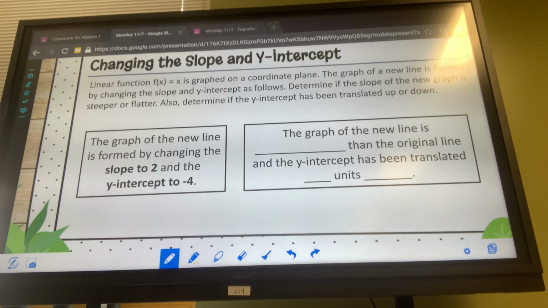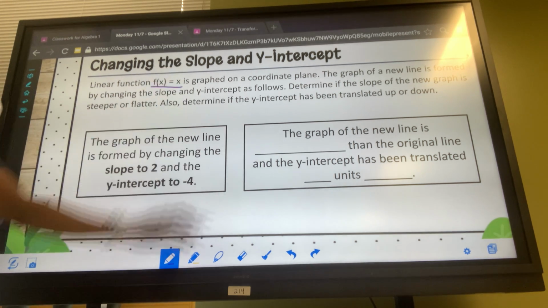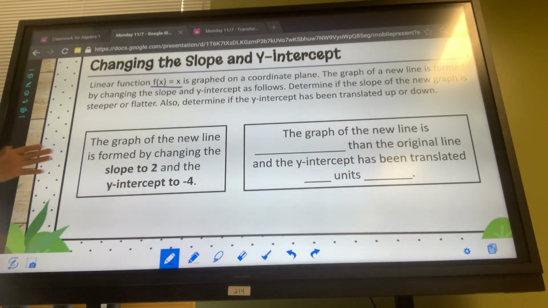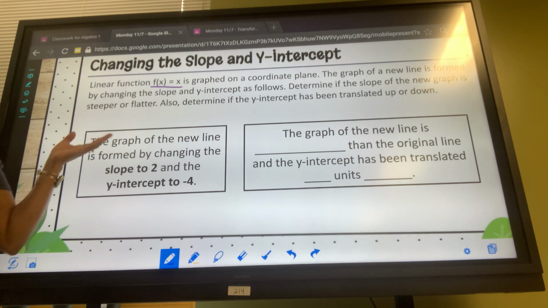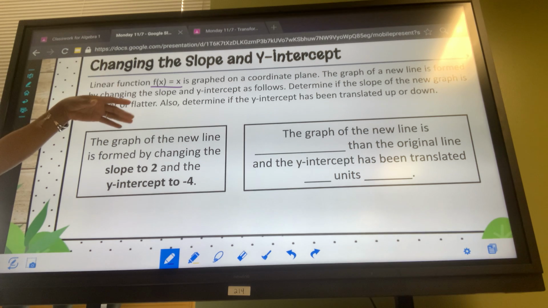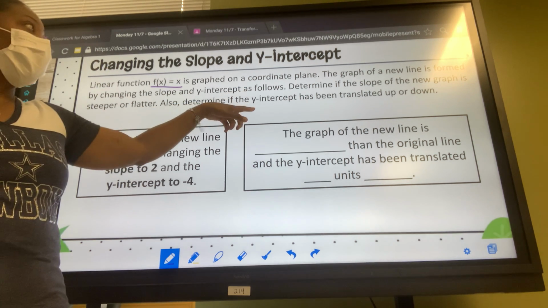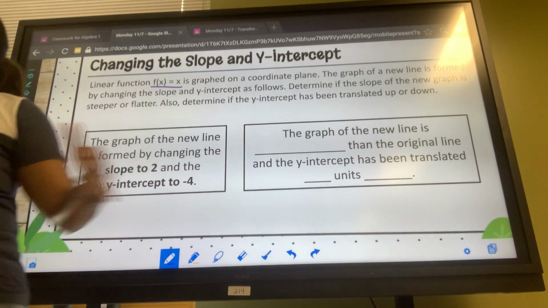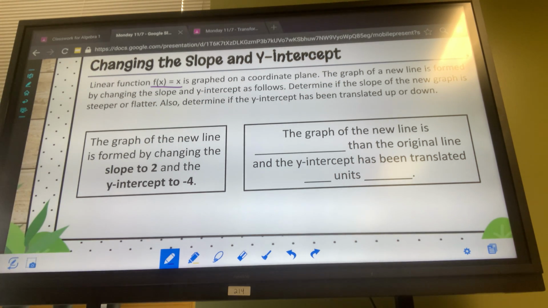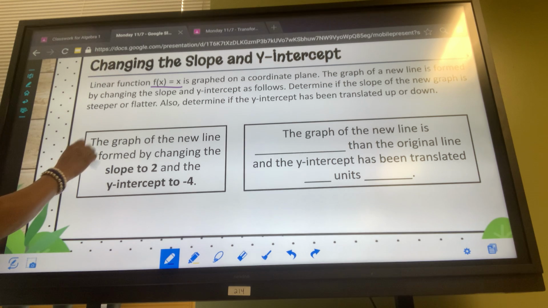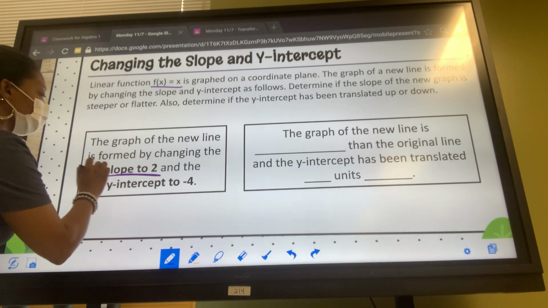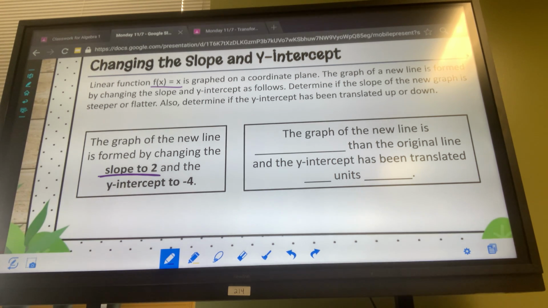So now, this time, same thing, guys. Question just asked a little differently. We still have our parent function, f of x equals x. It tells us that we have a new line formed. It says determine if your slope is getting steeper or flatter. Also determine if the y-intercept has been translated up or down. Same thing we've been doing, right? So if the new line form changes my slope to 2, what was my slope originally?